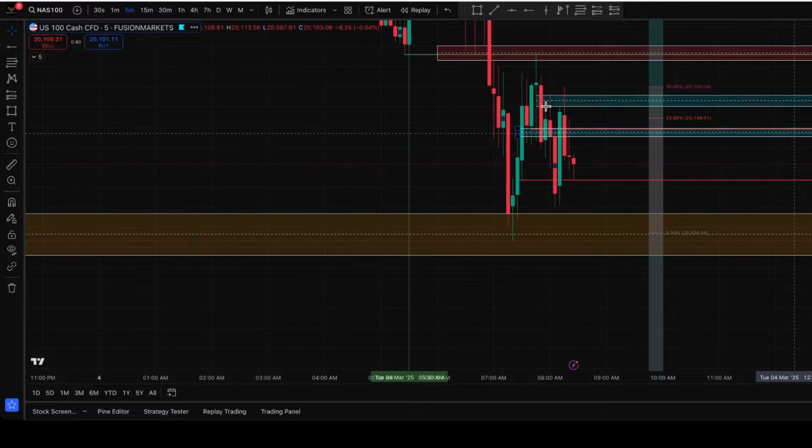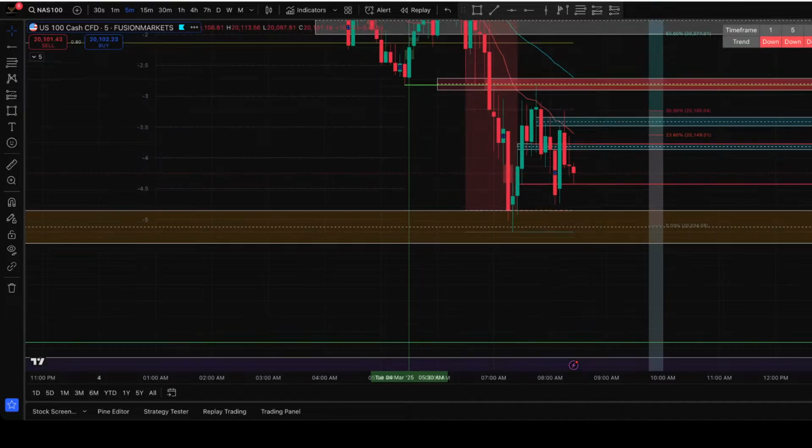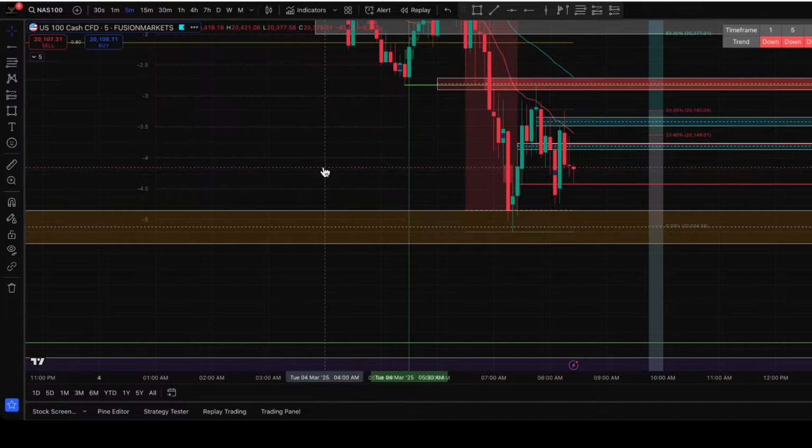Look how tight this range was. Hard to find a consistent entry. When they don't give you any fair value gaps, any footholds, they don't want you to be a part of this. Who wants to go to a party they're not invited to?